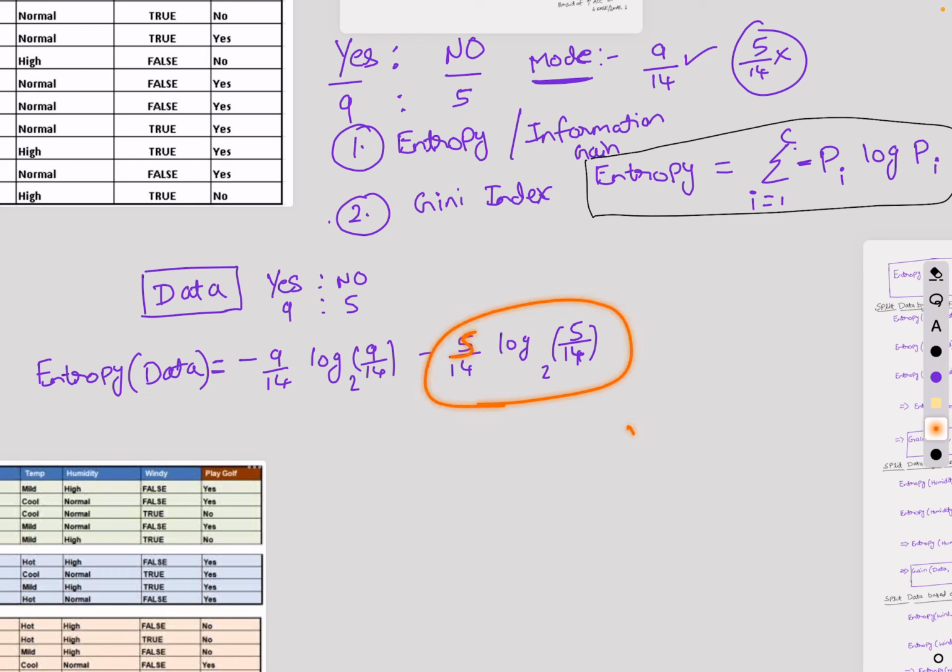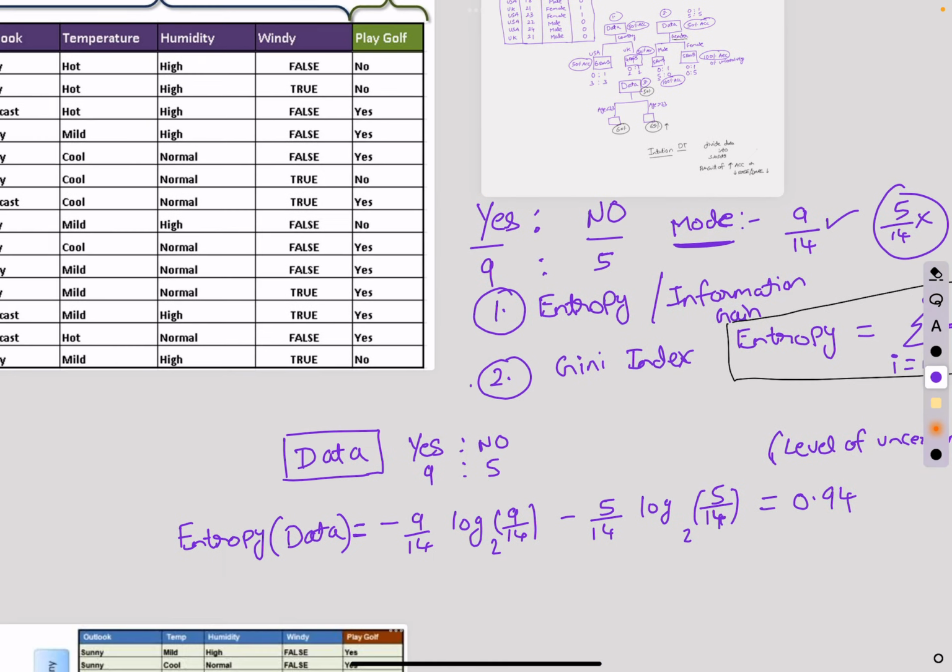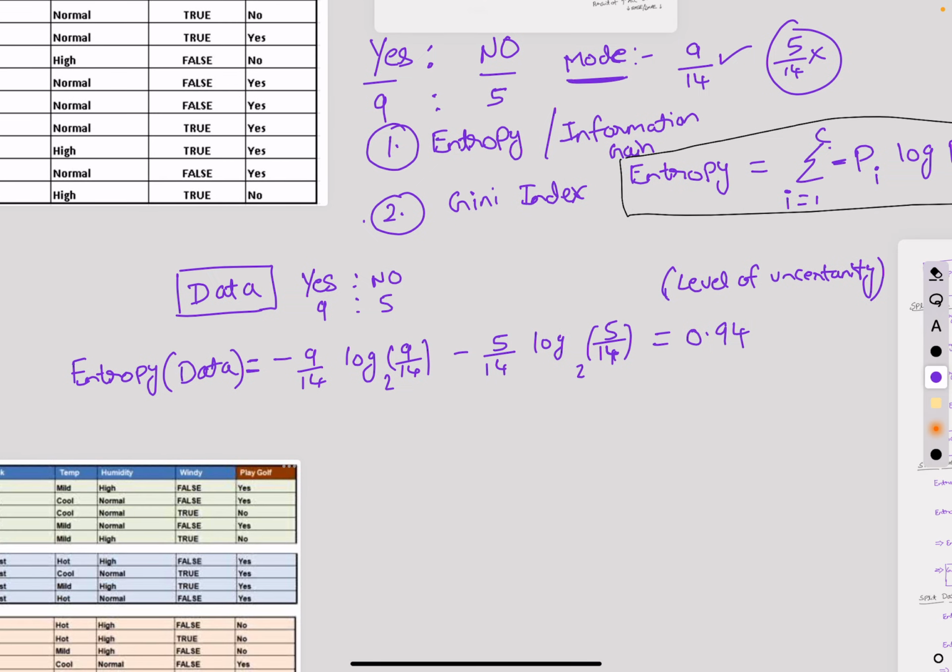So this value turns out to be 0.94. This is essentially the level of uncertainty on the entire data set level. Which means uncertainty is very high. Uncertainty is approximately 94% as per this entropy formula. So obviously I need to divide my data into subsets such that the entropy, or the uncertainty, reduces.